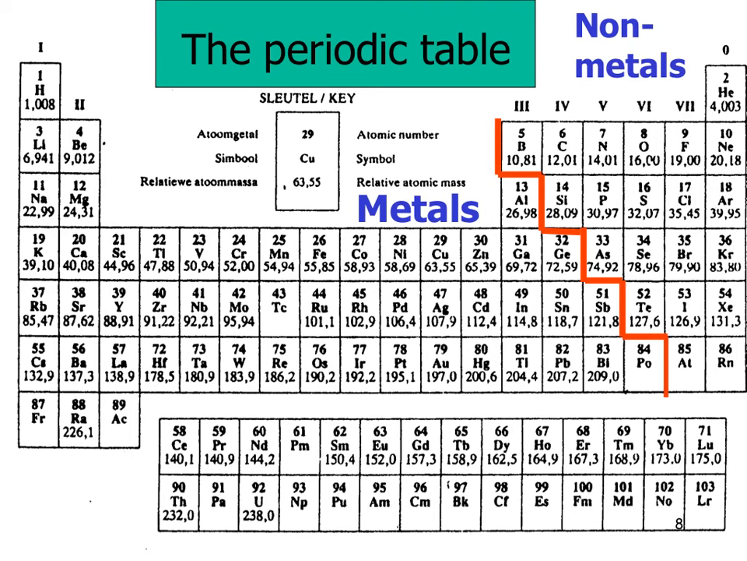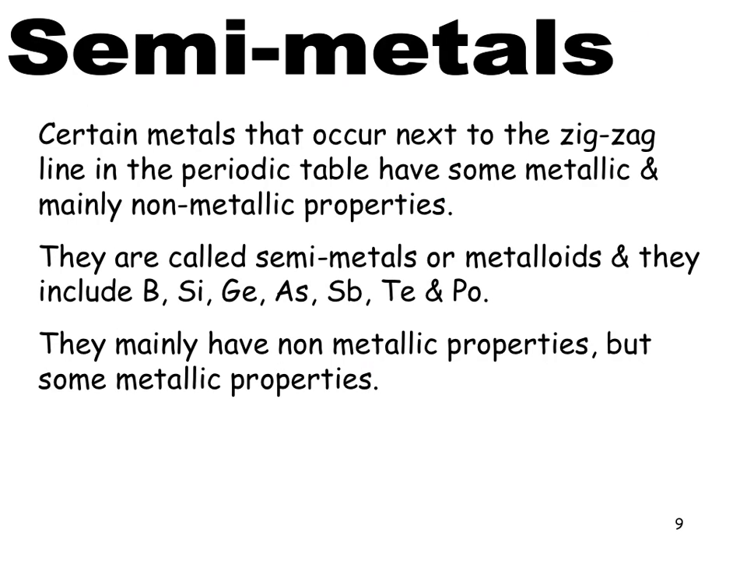I was talking to you earlier about these elements over here that are the semi-metals, and they have properties that are a bit metallic and a bit non-metallic. For example, graphite is a non-metal that can conduct electricity. Each one of these elements has some fantastic properties that can be a little bit metallic and a little bit non-metallic. Certain elements that occur next to the zigzag line on the periodic table have some metallic and some non-metallic properties. These are called semi-metals or metalloids. They mainly have non-metallic properties, but some metallic properties as well.